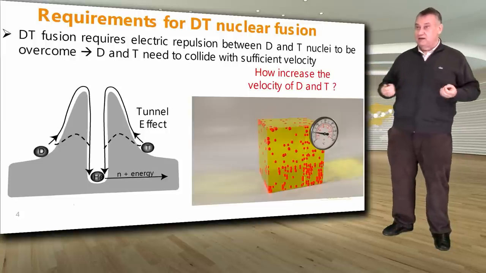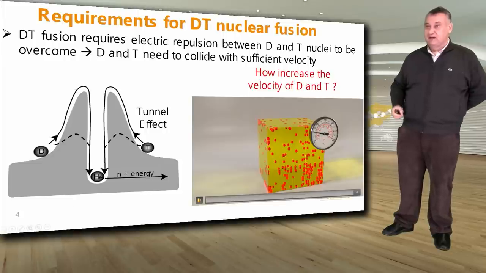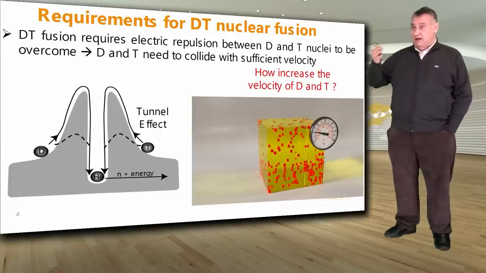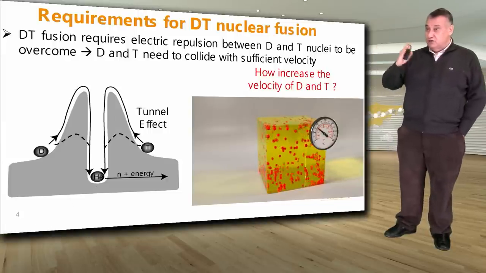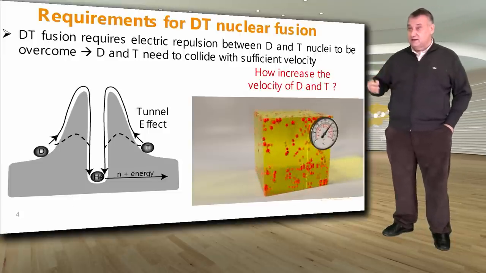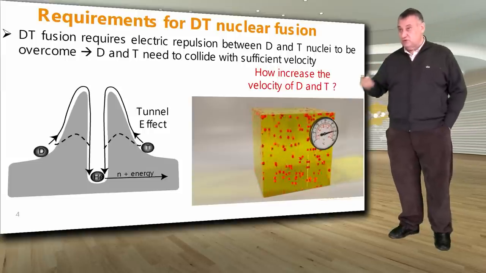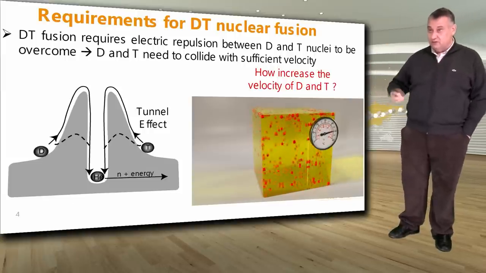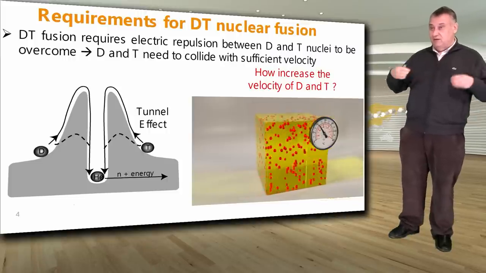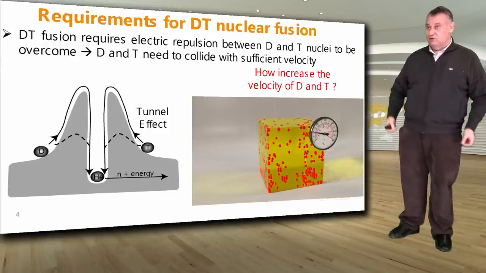Now, how do we increase the velocity of the deuterium and the tritium? And this is what is illustrated in this video. So you can see here this simulation of gas particles in a box, and the dial shows the temperature of the gas increasing. And what you see is that the higher the temperature, the higher the speed of the particles. So what we use in nuclear fusion to produce nuclear fusion in a tokamak is to increase the plasma temperature. This makes the speed of the particles higher, so the speed of the deuterium and tritium nuclei higher, and this actually leads to the triggering of nuclear fusion reactions.